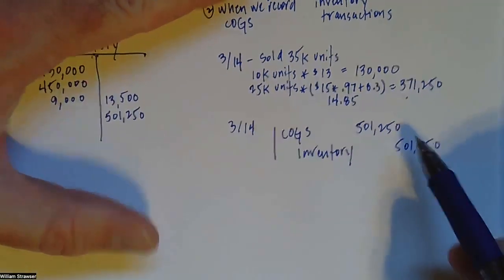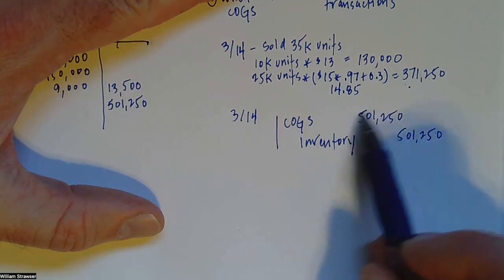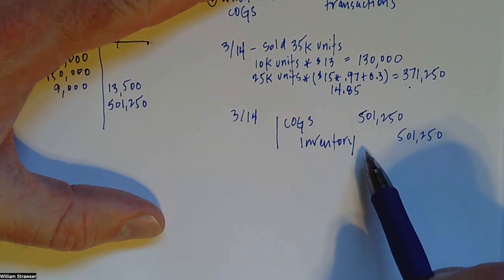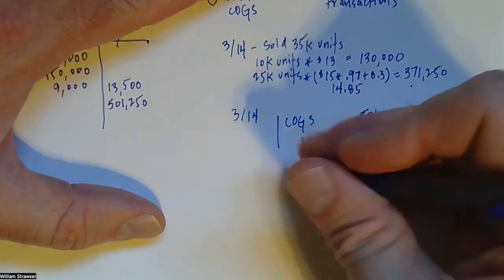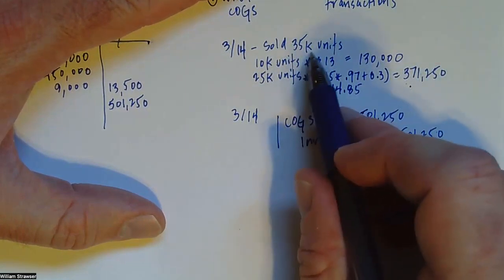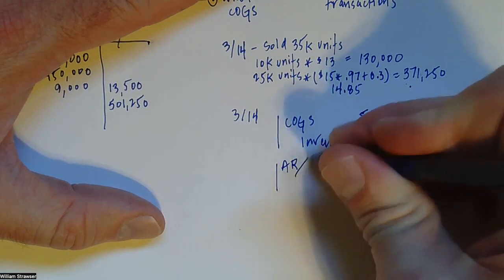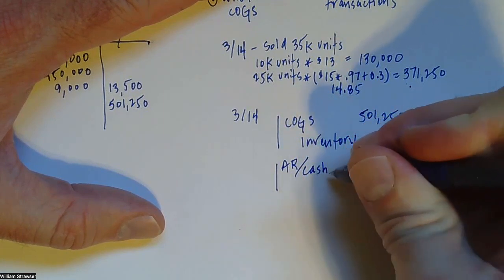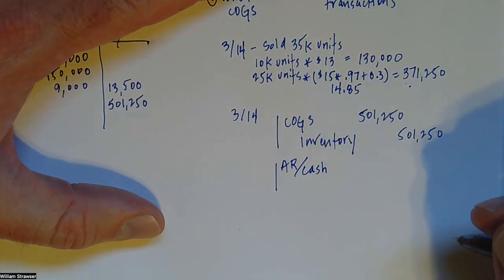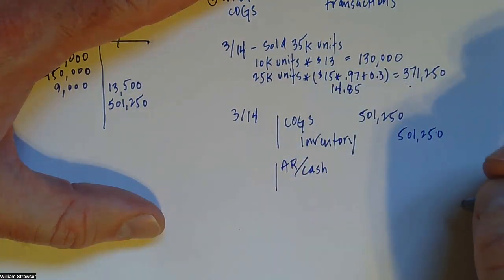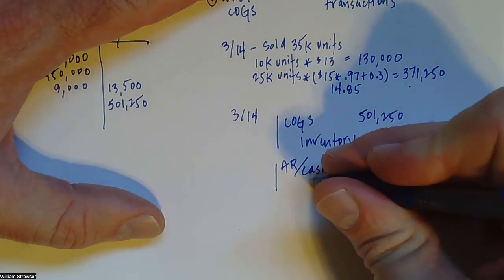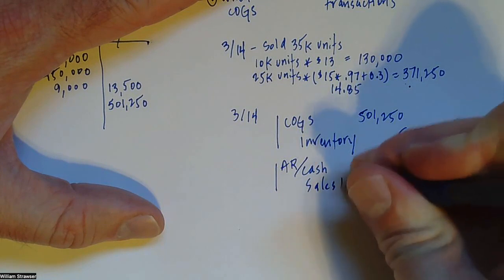Before I do that, yes, this is the cost of goods sold entry. We would also have a sale entry at 3/14 because I did sell 35,000 units, but I don't have a cash price to that. So maybe it's cash that we got for those units, those 35,000 we sold. Maybe the customer bought them from us on credit. And that would, of course, be sales revenue.